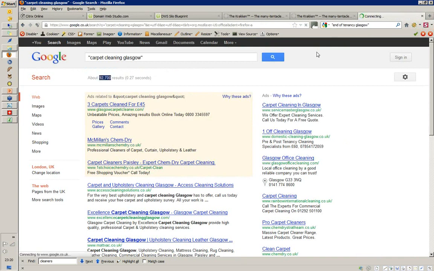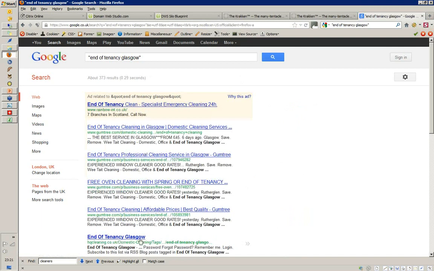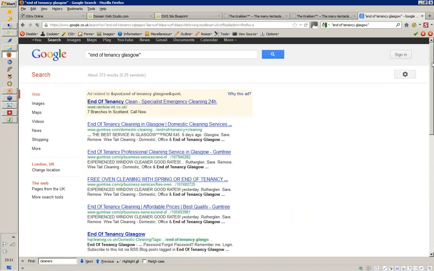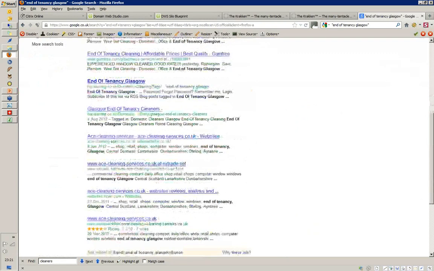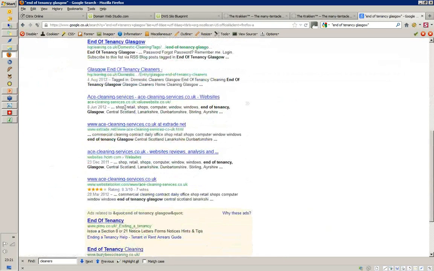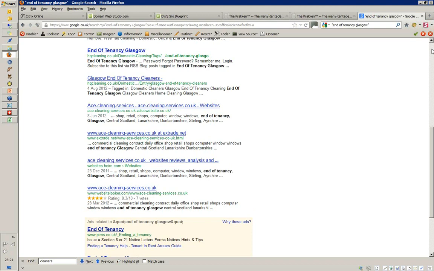Let's do a quick search on this and see what comes back. Window cleaners. How's that? It's all Gumtree, eh? Wow, standing wide open. Shop windows, retail shop, end of tenancy, Glasgow. 1, 2, 3. Those guys have got 3 listings on this page. This market's standing wide open. It's just ridiculous how it is.